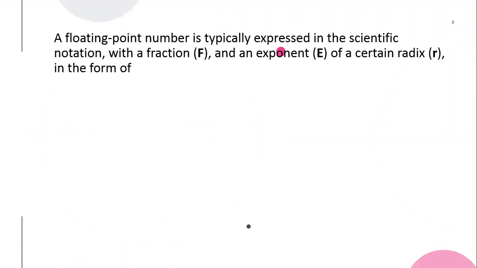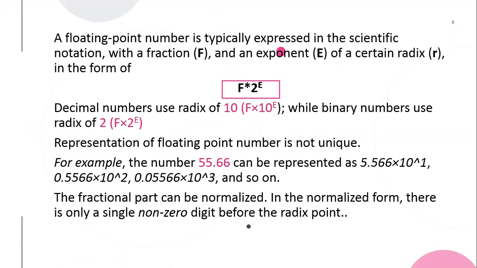A floating point number is typically expressed in scientific notation with a fraction f and an exponent e of a certain radix, in the form shown in that small formula. Decimal numbers use a radix of 10, while binary numbers use a radix of 2. Representation of floating point numbers is not unique. For example, the number 54.66 can be represented in any of those three ways. The fraction part can be normalized. In the normalized form, there is only a single non-zero digit before the radix point.